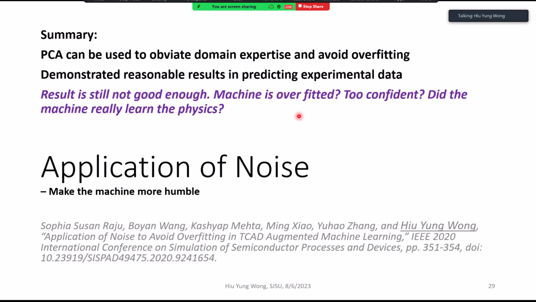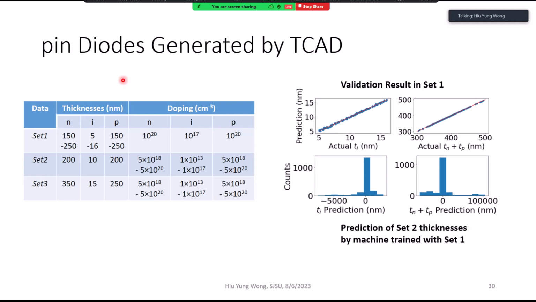But before that, let's look at another approach, that is to apply noise to the data. By applying the noise, as I said earlier, we will make the machine more humble instead of arrogant. So how does it work? Here I show the PIN diode I mentioned earlier. I spent a lot of time on that. Now you know that for the PIN diode, we have the first set of data, where we change the thickness of N, I, and P, but we fix the doping. Then we have a second set, where we fix the thickness but change the doping. I also generated another first set with different thickness and we changed the doping.